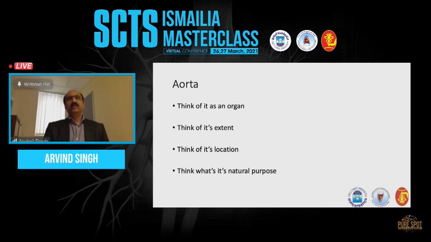And therefore think of aorta as an organ. Think of its extent: it's going from the heart, going up, ascending, arch, and along the spine into another cavity, which is the abdomen, and then dividing and going into the legs. And obviously, what's its natural purpose? Its natural purpose is to supply blood to everything in our body. So that's how I start describing it to my patient. Look, your aorta has a problem, and aorta is a structure that provides blood to the whole of the body. And think of the location where you need to intervene.